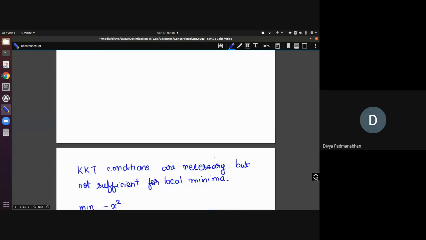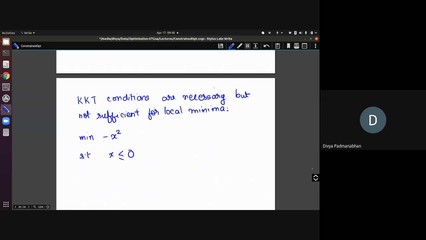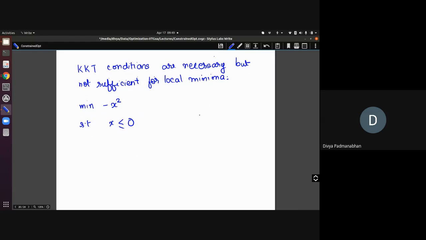Now another point I want to make is, I've been telling you that the KKT conditions are necessary, but they're not sufficient for a local minimum. To see this, here is one example in one dimension. This is x, and here I'm plotting f of x. The function is minus x squared, so it looks something like this.